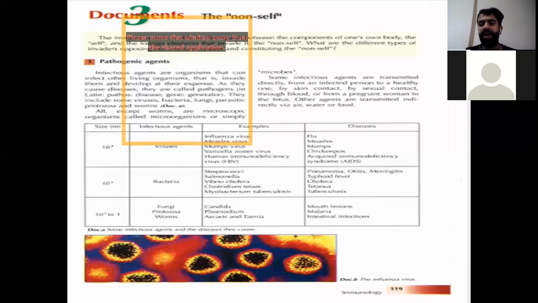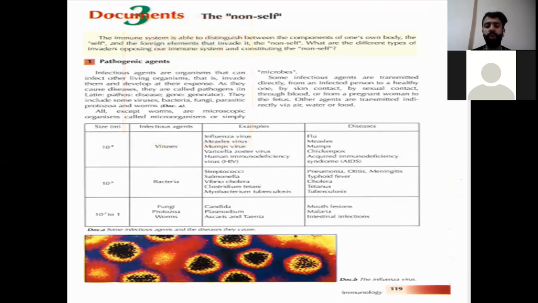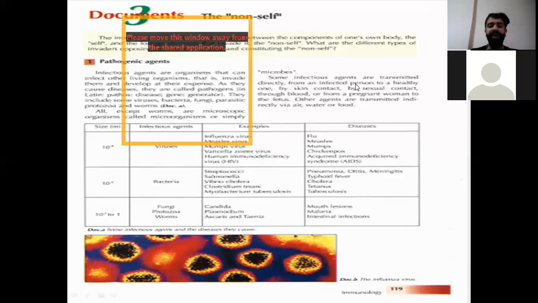All except worms are microscopic, meaning that they are seen under the microscope, called microorganisms, or simply microbes. Some infectious agents are transmitted from an infected person to a healthy one, either by skin contact, by sexual contact through sexual intercourse, through the blood, or from a pregnant woman to their fetus. Other agents are transmitted indirectly through air, water, or food. So let's talk about some infectious agents and the diseases they cause. Infectious agents, we have some of them, we have the viruses. Viruses, we have a lot of viruses.